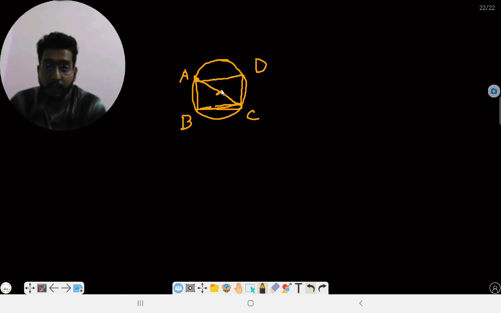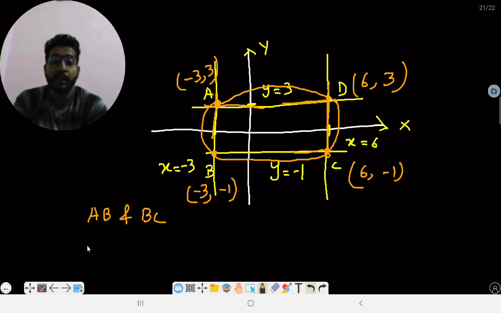And this one, that one will be the center. That means the midpoint of AC. Okay, that means the midpoint of AC will be the center of this circle. So here you can see A and C. What is the A point? Minus 3 comma 3, and the C point is 6 comma minus 1.